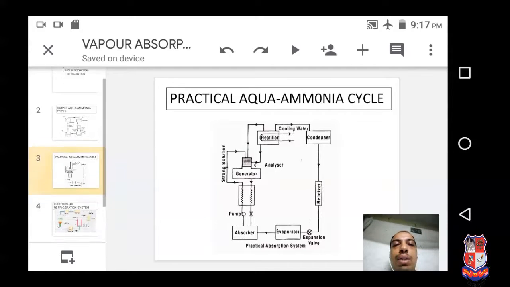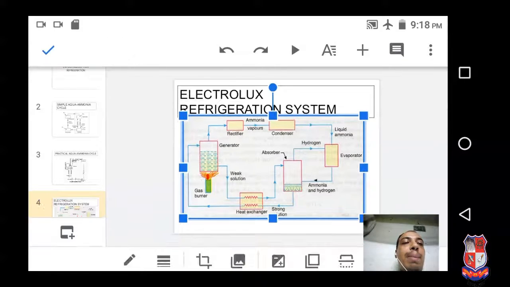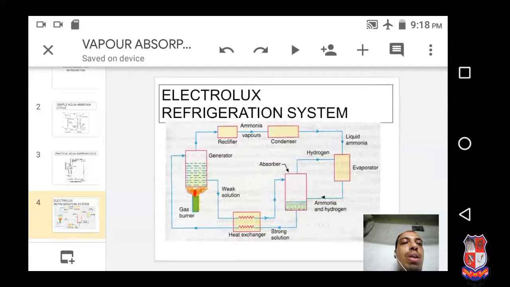Now the third cycle, and a very important type of cycle, is the Electrolux refrigeration system. This cycle is very different from the first two cycles, because in this cycle there is no moving part, means there is no expansion valve, no reducing valve, and no pump. This is the main advantage of this cycle. So this type of cycle creates minimum noise, or we can say minimum vibration is generated when we use this type of cycle.